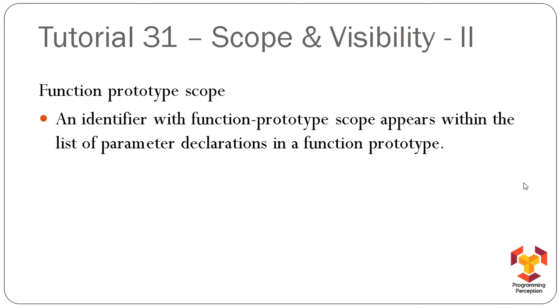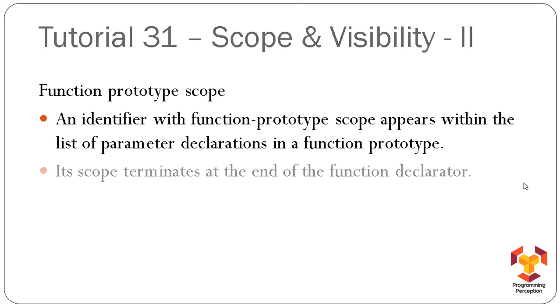Function prototype scope. An identifier with function prototype scope appears within the list of parameter declarations inside a function prototype, and its scope terminates at the end of the function declarator. So if any identifier is given in the function prototype, then the scope of that identifier belongs to the function prototype itself. I know we haven't discussed much about functions and I haven't explained anything about prototypes, but today I will show you a few glimpses so that you can understand what a function prototype actually is.